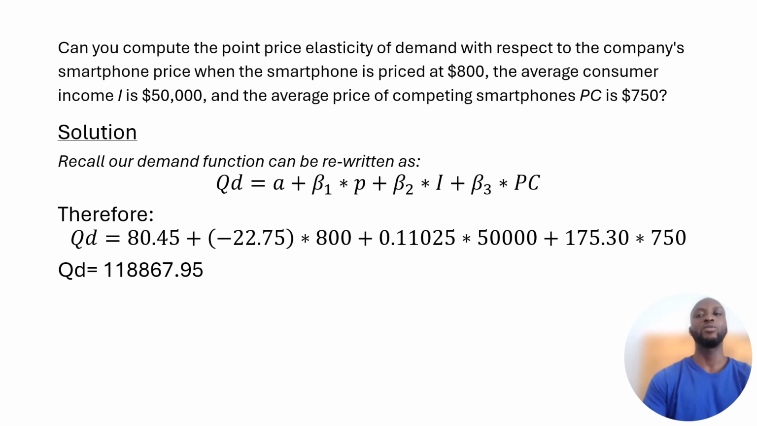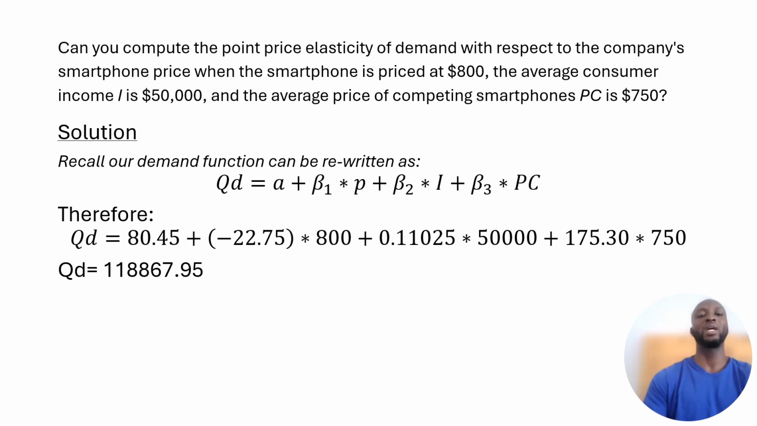Now, the last part is to look at, can you compute the price elasticity of demand with respect to the company smartphone price when the smartphone is priced at $800, that is the price. Average consumer income is $50,000 and the average price of the competing smartphone is $750. Now, if you recall, this is our formula, the model. We have quantity demand equals the intercept, beta 1 multiplied by the price, plus beta 2 multiplied by the income, and beta 3 multiplied by the price of competing smartphones.